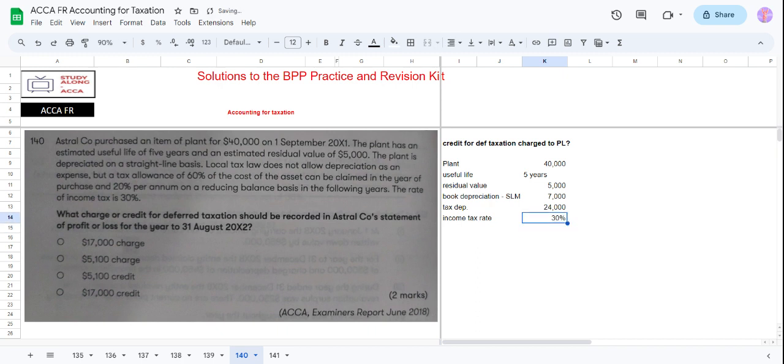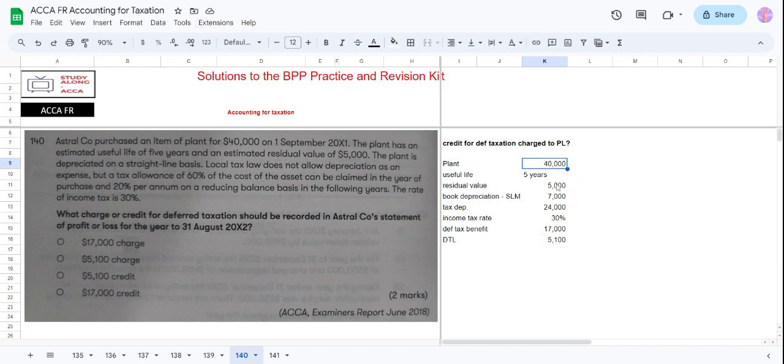It is asking about the deferred tax, meaning how much tax we are deferring, which we will pay in future or get the benefit of in the future. On the books we have 7,000 only, and tax depreciation is 24,000. So currently we are getting a benefit, a deferred tax liability. We are getting a benefit of 24 minus 7, 17,000, for which in future we will have to pay more taxes. So our credit here will be this 17,000 multiplied by 30%. So our answer will be 5,100.